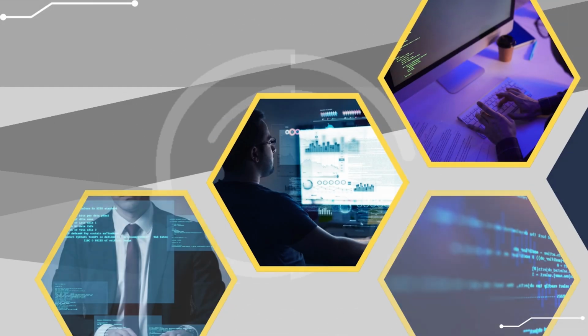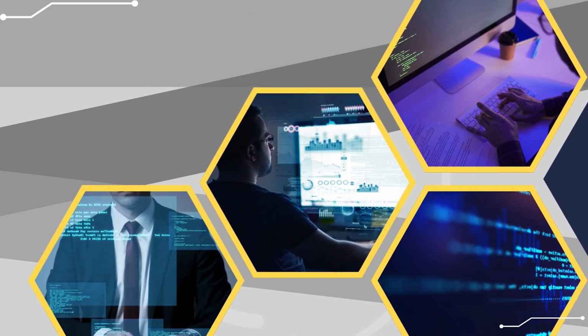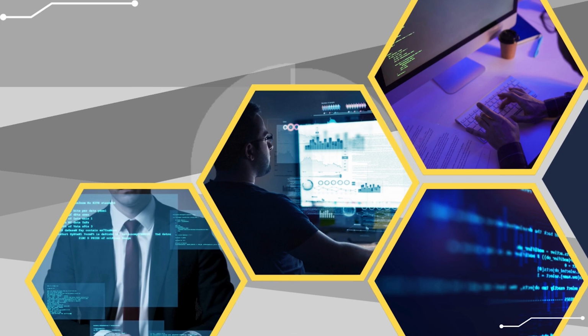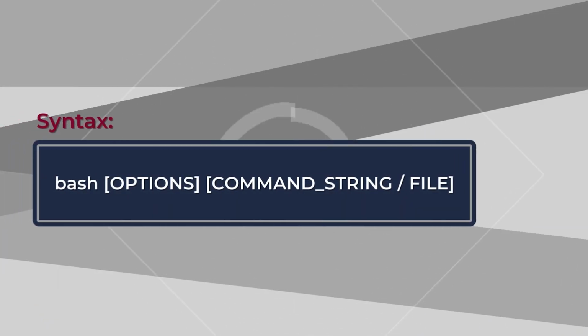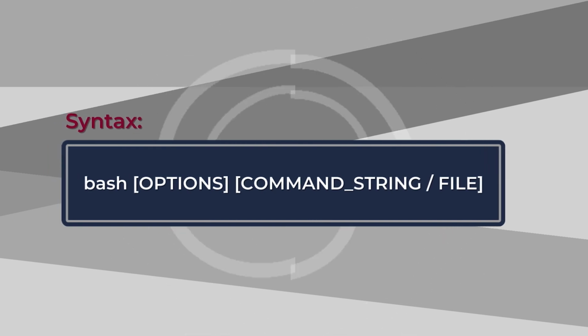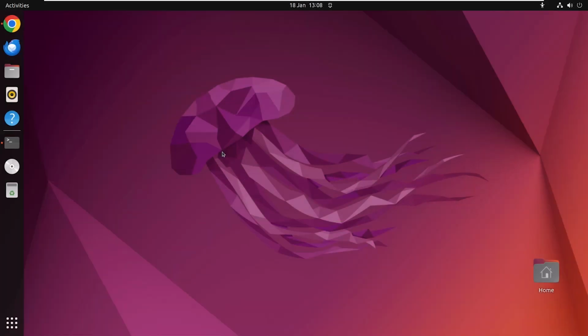The Linux bash command is a popular tool for starting a shell from the beginning, creating a new login shell, running a bash script from the terminal, etc. This command takes options and file as its argument. Let's look at the syntax: bash followed by options and command string or file. To find your desired option, you can look for it on the manual page.